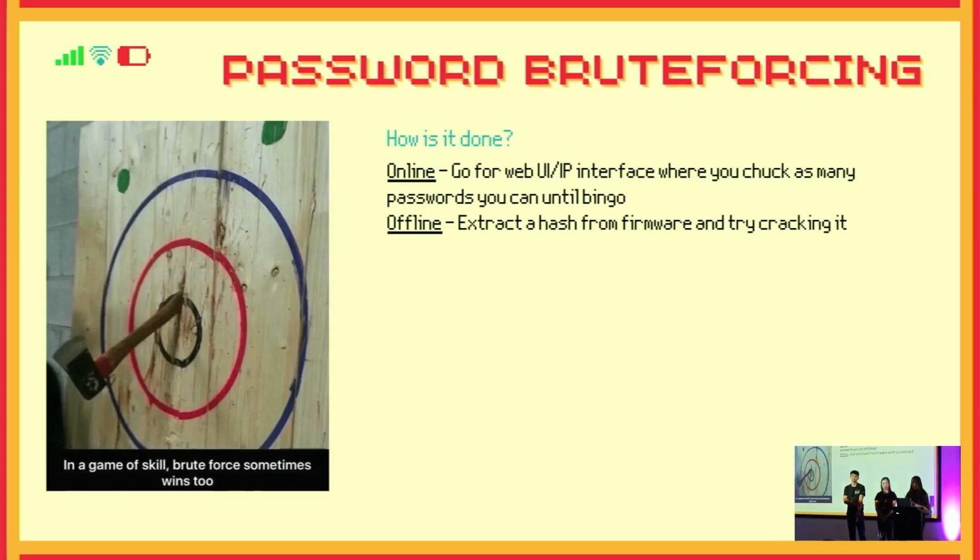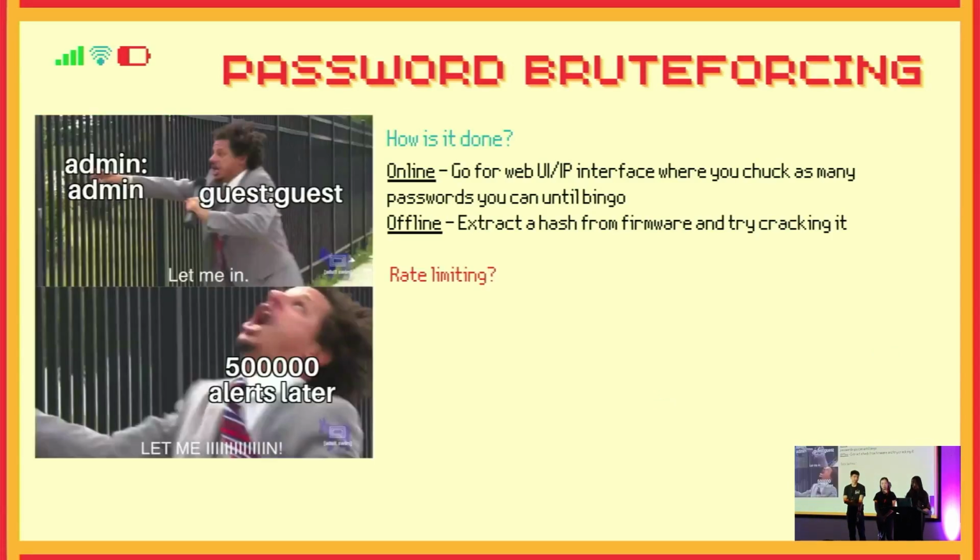As well, there's offline, where you extract a hash from the firmware, take it offline, and crack it with tools. So you're probably wondering, what is the difference? Well, with online, there's something called rate limiting, where there's a limit on the amount of failed logins. There's a maximum of failed logins, and once that's reached, you can't try to brute force or log in anymore.